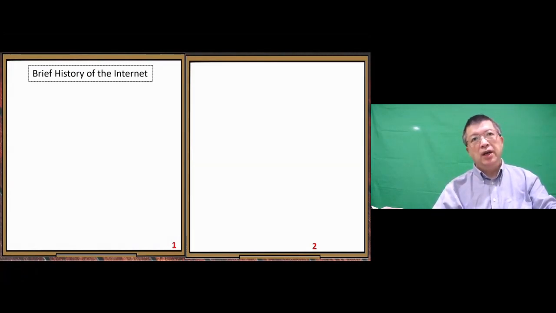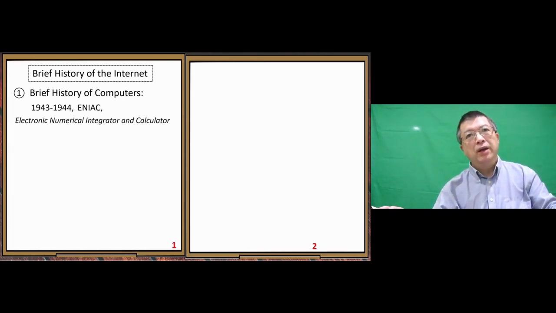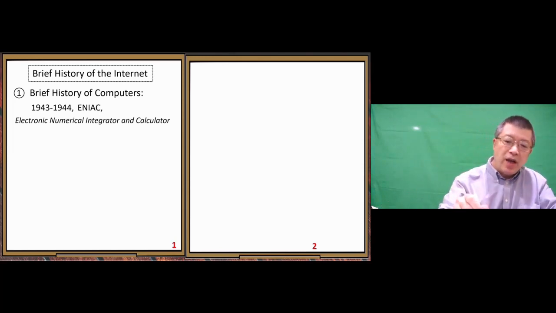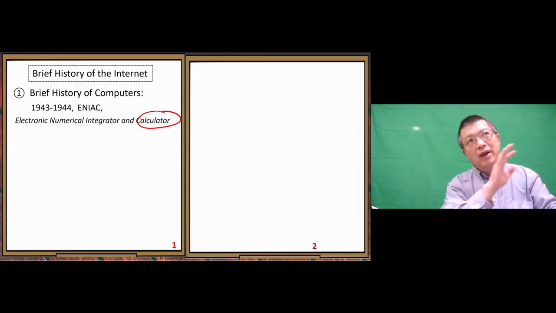When we start, first, I'd like to look at the brief history of computers. As early as 1943 to 1944, the time of World War II, the first digital computer in human history was created, called ENIAC. That's the acronym of this long name: Electronic Numerical Integrator and Calculator. So you can see it is called a calculator, not computer. But at that time, people felt that calculator was already very advanced. But what they meant by calculator is different from our current calculator. Anyway, that's the first digital computer.